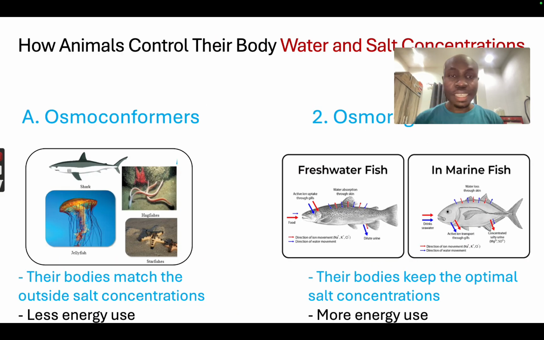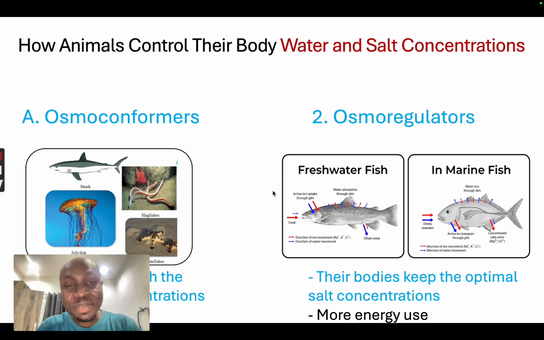So in this video, we have learned about how animals control water and salt. Some animals are osmoconformers. They match their body's water and salt concentration to the outside, and they use less energy. And some animals are osmoregulators. They keep their body's salt and water concentration at an optimal level, at the same level. They do not change to match the outside, but they have to use a lot of energy to do this.